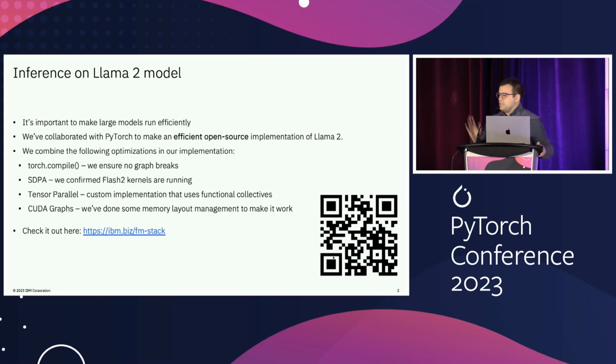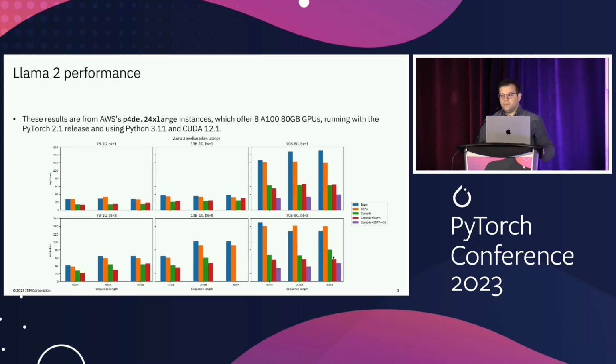As I mentioned, this is open source, so please look at the QR code or the link we just put in here. Either of them will bring you to our GitHub repo that we just open sourced last week with our Llama 2 implementation. Now, first of all, I'll talk about what the performance numbers look like.